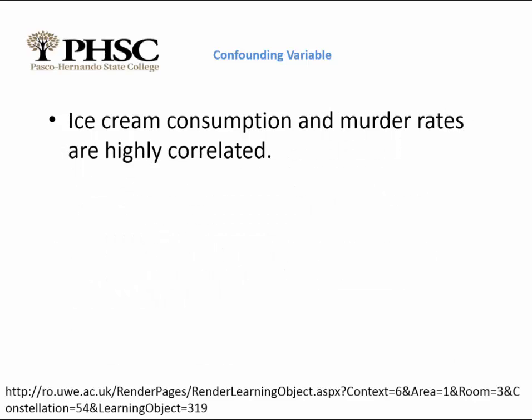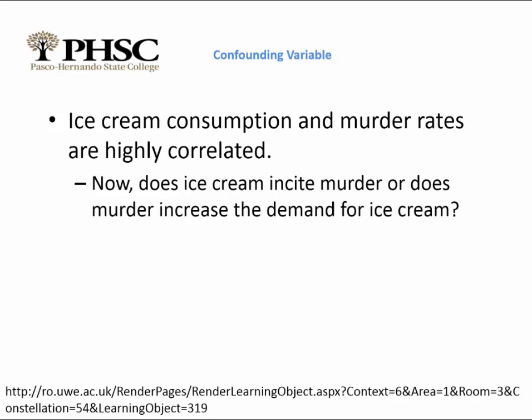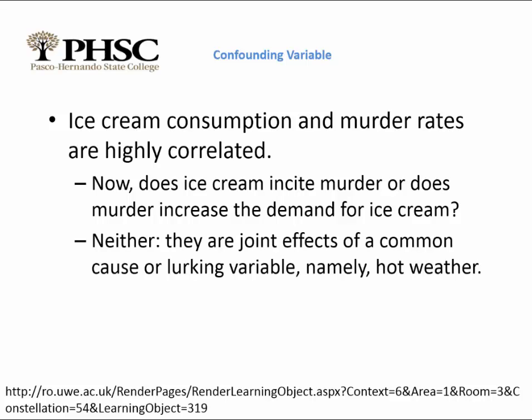So here's an example. Ice cream consumption and murder rates are highly correlated. Right? So the question is, does ice cream incite murder, or does murder increase demand for ice cream? It sounds like it's trivial, and it sort of is, but if you simply look at the data and you see that as the consumption of ice cream increases, the murder rate increases, is there a relationship between the two? Actually, there isn't. The confounding variable here is weather. As the temperature increases, ice cream consumption increases, and believe it or not, the murder rate increases.